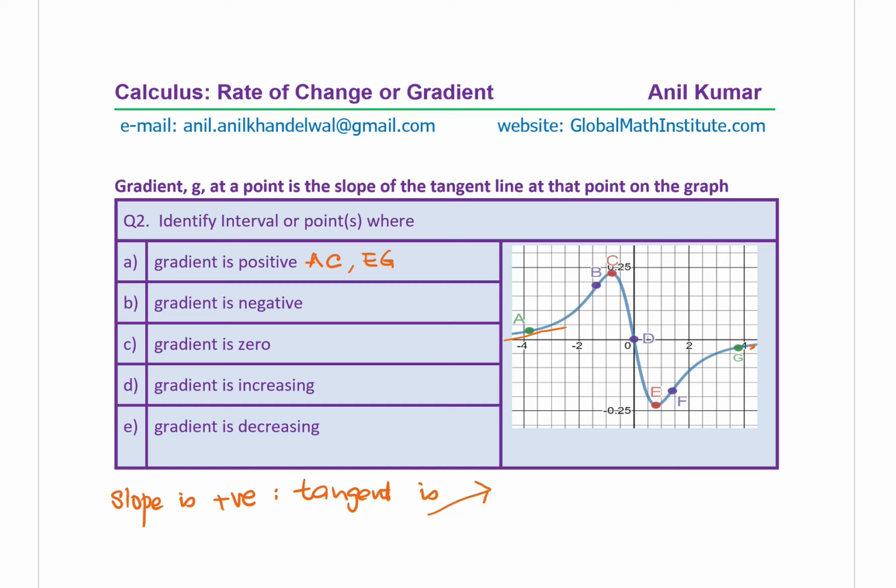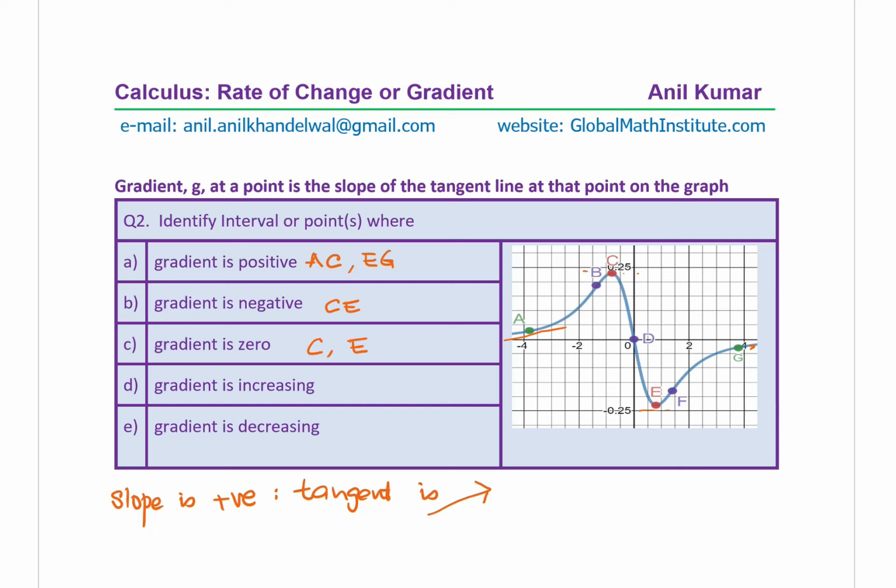Now where is the gradient negative? The graph is decreasing, so the gradient is negative between C and E. That will be our answer for the gradient being negative. Now where is the gradient 0? The gradient is 0 at the turning points. So we have to look for turning points, which are C and E, correct? If you draw a tangent at a turning point, the slope will be 0 since it will be a horizontal line. So here we have point C and point E.